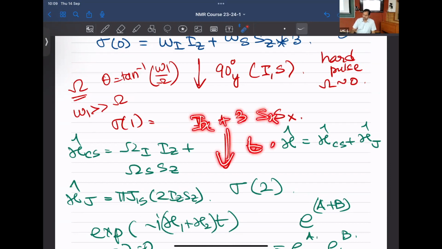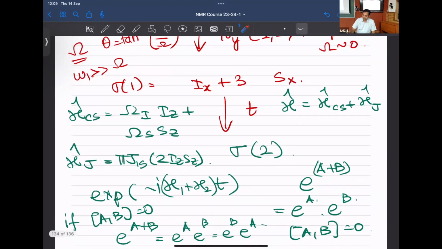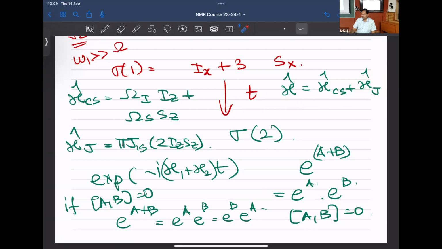Then you have a time evolution that happens. In the time evolution, you have both scalar coupling and chemical shift evolution that would exist. Then we also understood that if the Hamiltonian is a sum of two, then this is the propagator you're looking at, exp of minus i (H1 plus H2) times t. We were trying to understand how we can deconvolute the e power A plus B kind of operator. We said e power A plus B is equal to e power A times e power B, or e power B times e power A, if A and B commute. Basically meaning that if the Hamiltonians for chemical shift and scalar coupling commute, then it doesn't matter what you apply first. So that's the example that we took.